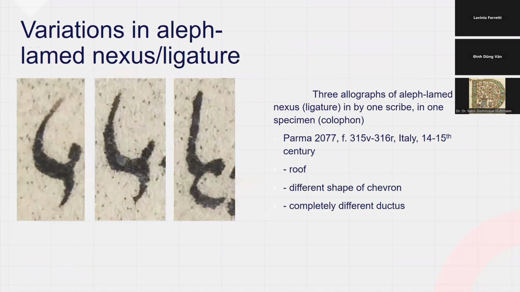Let's talk briefly about the variations in the Aleph Lamed nexus ligature. This is one scribe, one specimen, one place in the specimen, which is a colophon. And here we can see that one of them has a roof, others don't. They have different forms of chevron. Here it's rounded, and here it's a half-square one. And of course, all three of them have a completely different ductus, although they are all confined in this tiny little text of a colophon, which doesn't even take the entire page of the document.